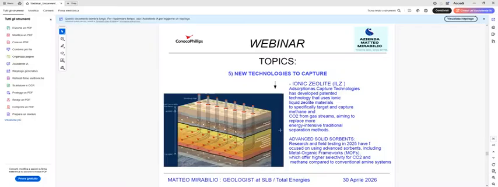So in this case, we are starting to have a new approach, new technologies for capture. This is the second part of the webinar. We have several other big companies, for example, working in the Permian Basin in the USA, like ExxonMobil or others. They have tried in the past to tackle this.